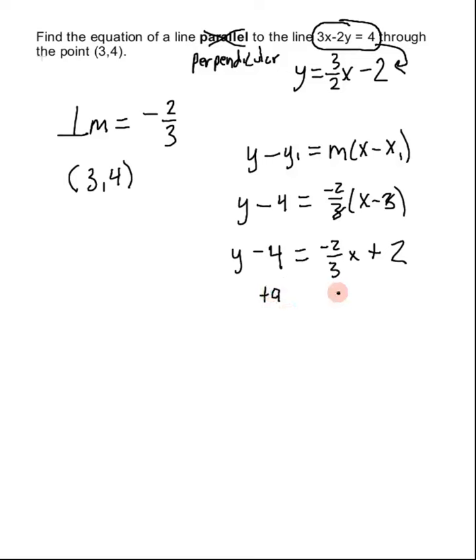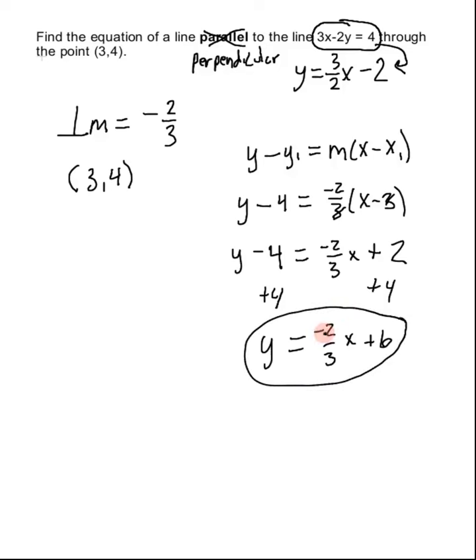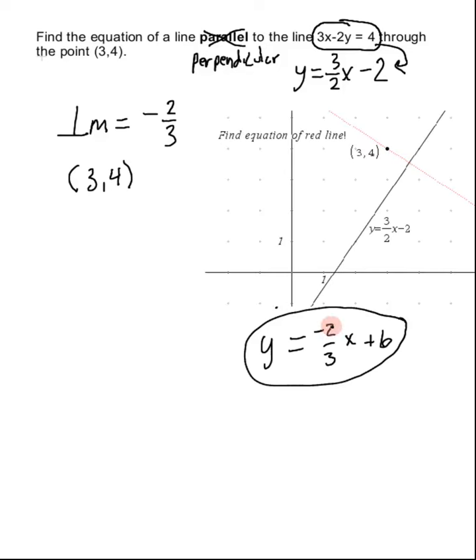Alright, then I just have to add 4 to both sides. Plus 4. y equals -2/3 x plus 6. This is the equation of my line that's perpendicular to this line and going through the point (3, 4). Notice if you look at the graph, we have a -2/3 slope going through the point (3, 4). If you put (3, 4) in there, it'll be a true statement.